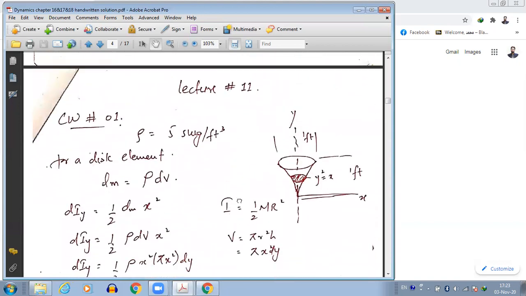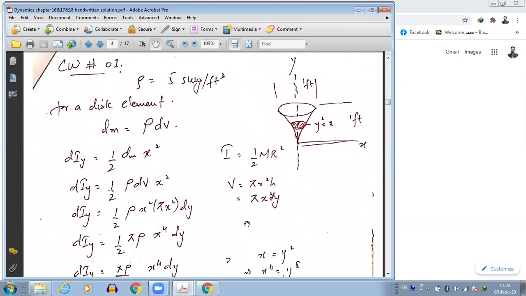Is there anything which is not clear in the solution of this problem? You can ask. Doctor, can you repeat how did we start?